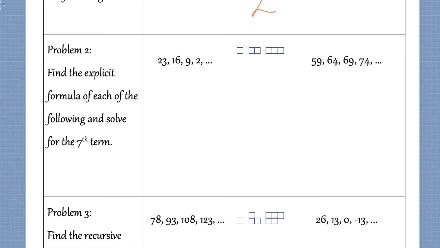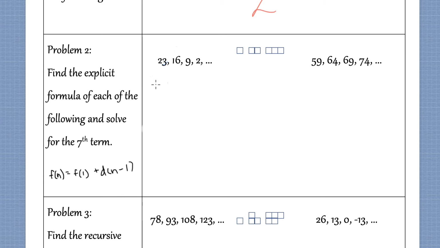Problem 2 says, find the explicit formula of each of the following and solve for the 7th term. We want to make sure that we remember our explicit formula, so I'm just going to write it down here really quick. And it says f of n is equal to f of 1 plus d times n minus 1. The first thing we're going to try to do is find the common difference and the initial value of each of these arithmetic sequences so we can write our explicit formulas.